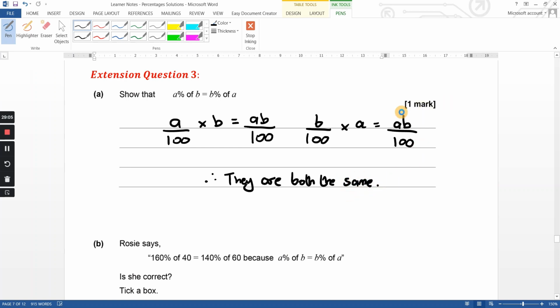So again, you don't need to go crazy in this question. It's only 1 mark. You don't need to do a massive amount of working out and, you know, overcomplicate things. Just show, as long as you can show this side is the same as this side, that's the main thing. Yeah, that's what they're looking for.